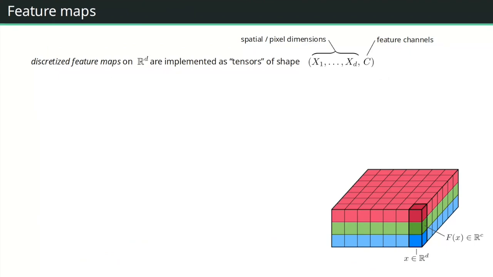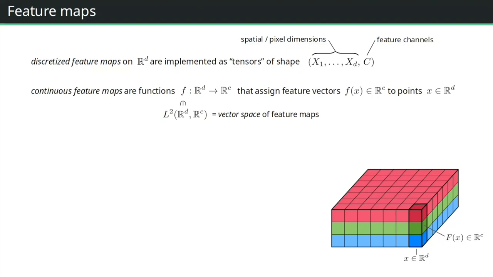Okay, to define feature maps, we can first look at the discrete case, which, if you're more applied, is probably better known to you. If you have a discretized feature map on a Euclidean space R^d, then this is usually implemented as a tensor which has the shape x1 to xd. These are your d spatial dimensions. So if you have an image, you would have a certain width and height. And if it's volumetric, you also have a depth of pixels or voxels in that case. And then on your last axis, you have feature channels. So what this does is, for each spatial position, for each voxel, it attaches a C-dimensional feature vector.